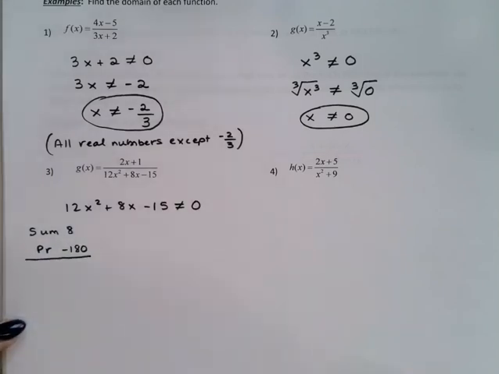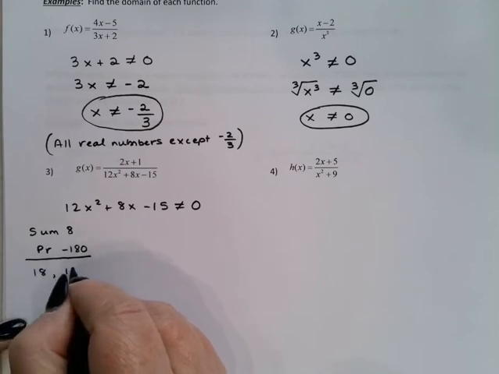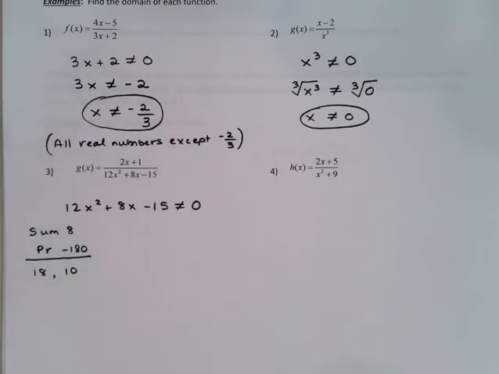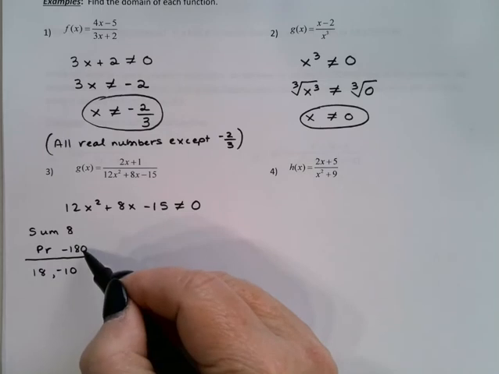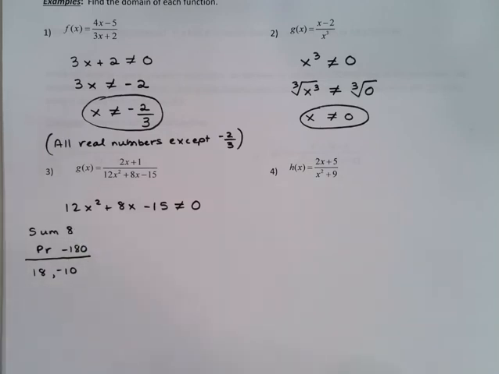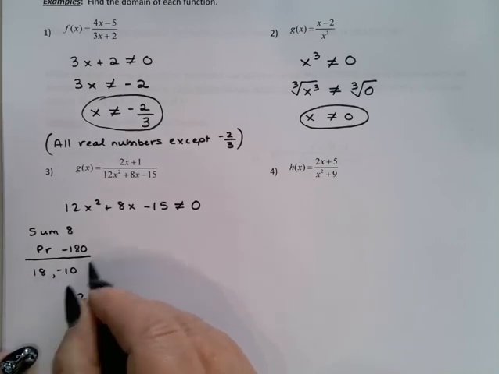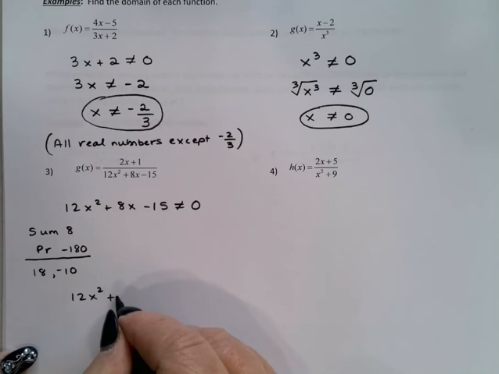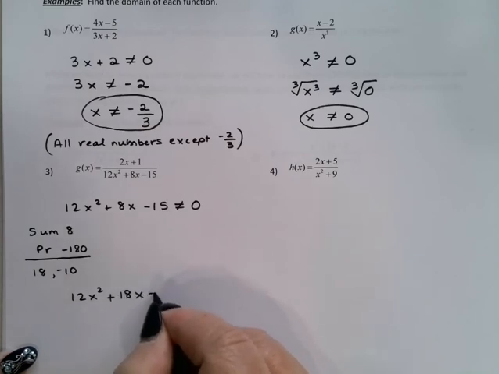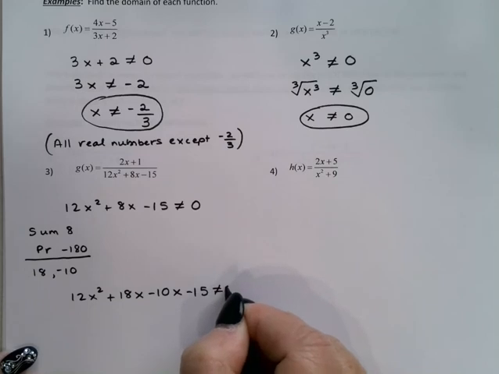And you can play around with that a little bit, but I think 18 and 10 is going to get me where I want to go. Looks like the 18 being positive and the 10 being negative will multiply to negative 180, but add to a positive 8. So let's go ahead and use those two numbers to break apart our middle term. I'll make that plus 18x minus 10x minus 15.